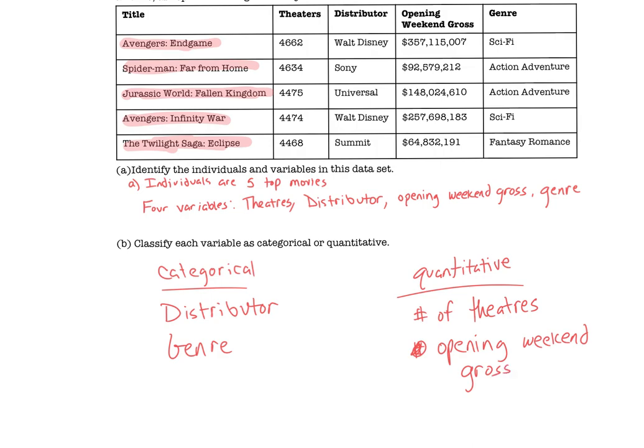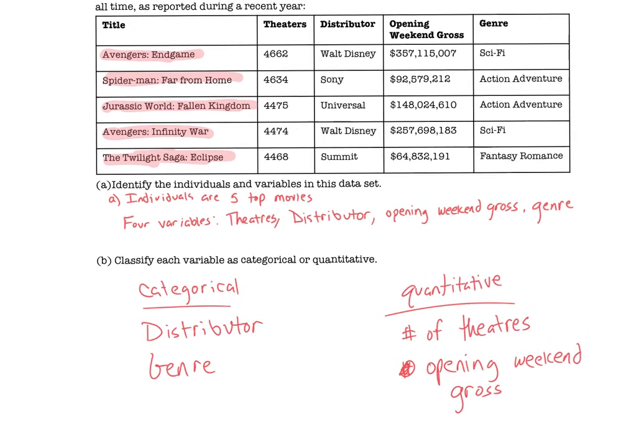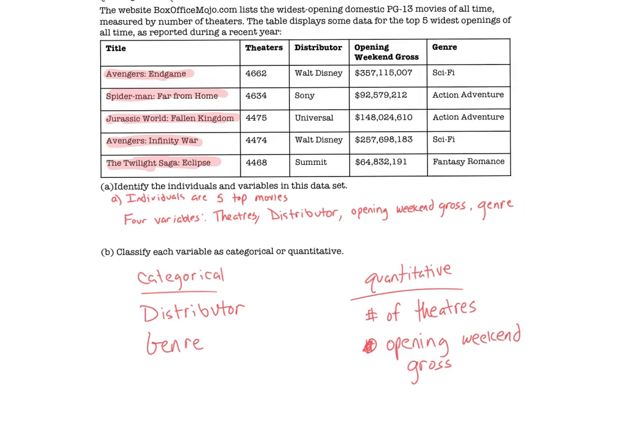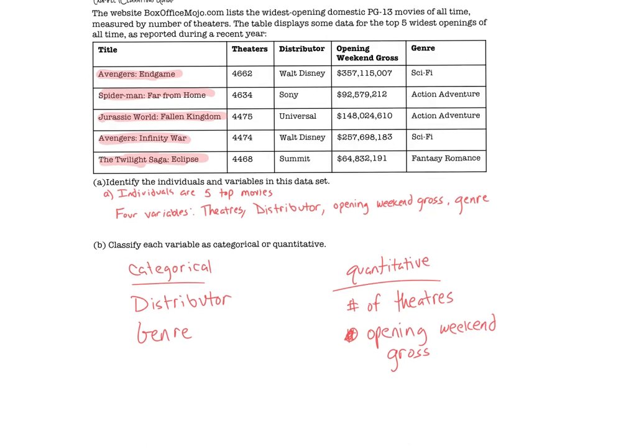And so you see right here, looking up here, again, theaters and opening weekend gross, if you look at the things that are in that variable, they're all numerical in value. So that makes them quantitative. Whereas the distributor and the genre both have labels on them. Okay, so that's what makes them categorical there. So make sure we're good with identifying individuals, identifying variables, and then also taking those variables and being able to describe them as either categorical or quantitative.